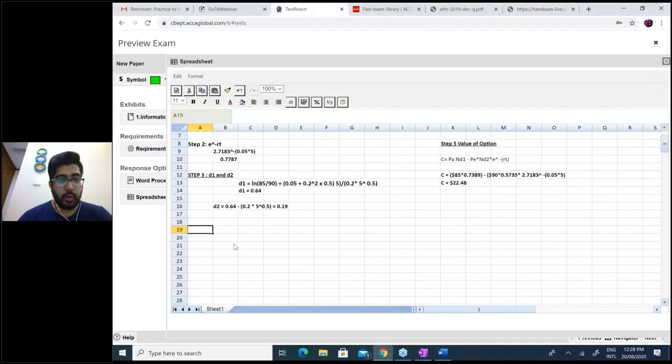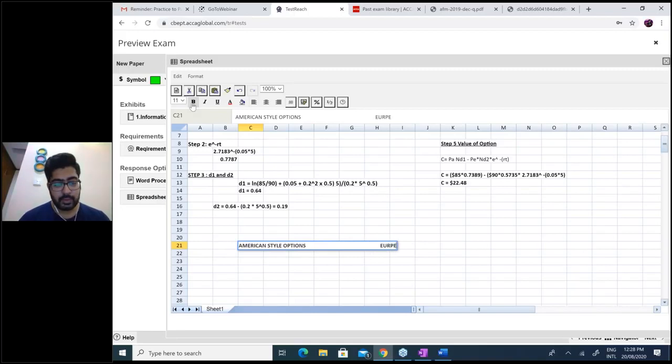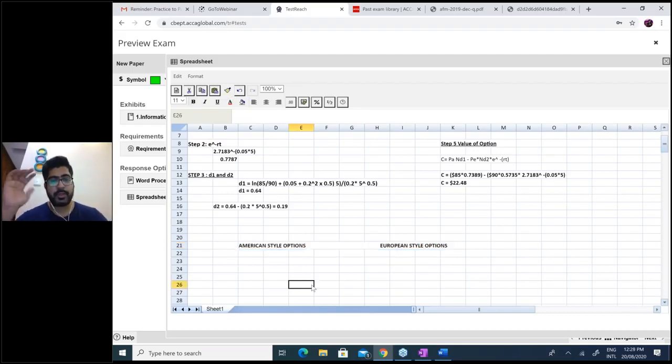Now, one thing before discussing assumptions, I want to tell all of you, always remember one thing. In practical world, there are two types of options. One is called American style options, and the other one is called European style options. One is called American style options and one is called European style options.